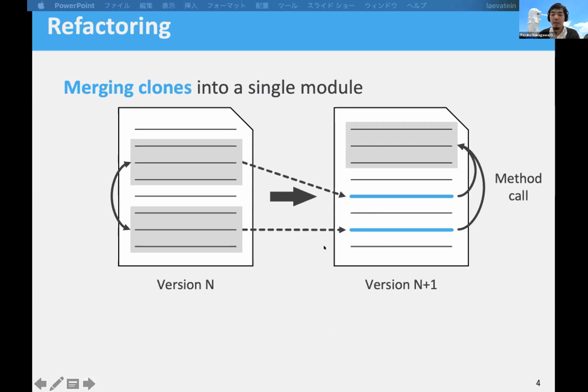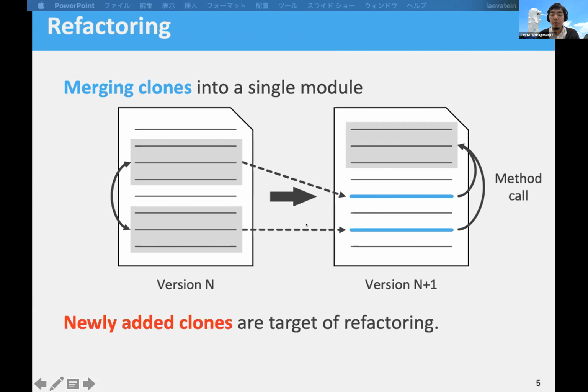Refactoring clones means merging clones into a single module, such as a method or a class. In this example, two clones are merged into a new method. And the original places of the clones are replaced with statements that call the new method. Thus, if new clones are added, developers should be notified as soon as possible so that they can consider whether or not to refactor the clones.